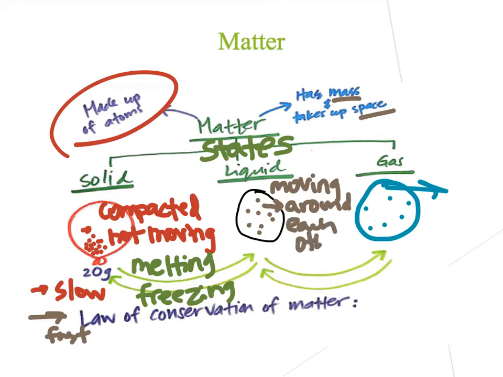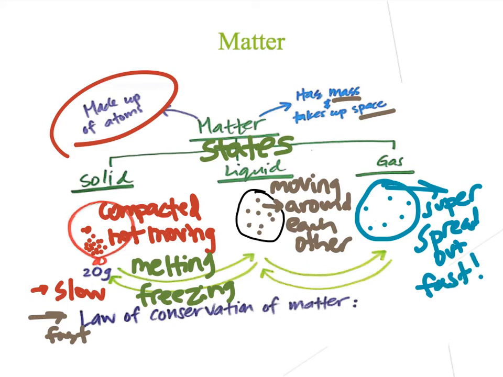So they're moving around each other, right? But gases are super spread out, and they are fast. To get from a liquid to a gas, remember we call that boiling or evaporation. We crank on the heat to boil water, and it goes from a liquid to a gas state, that's evaporation. Now to go the opposite way, condensation.